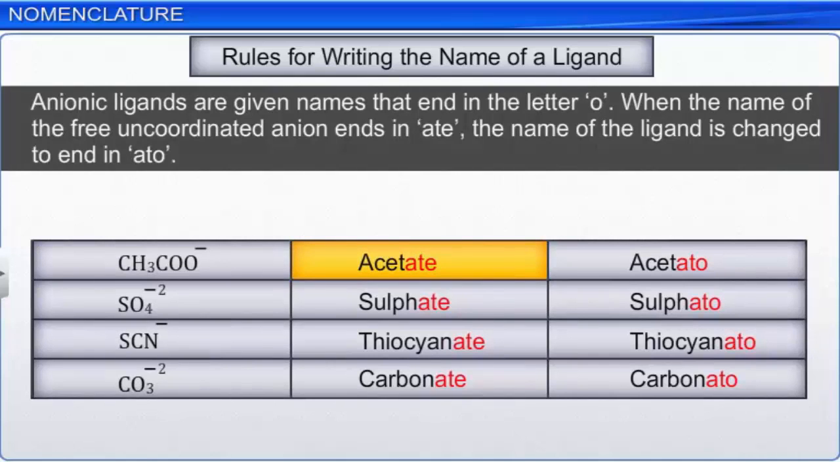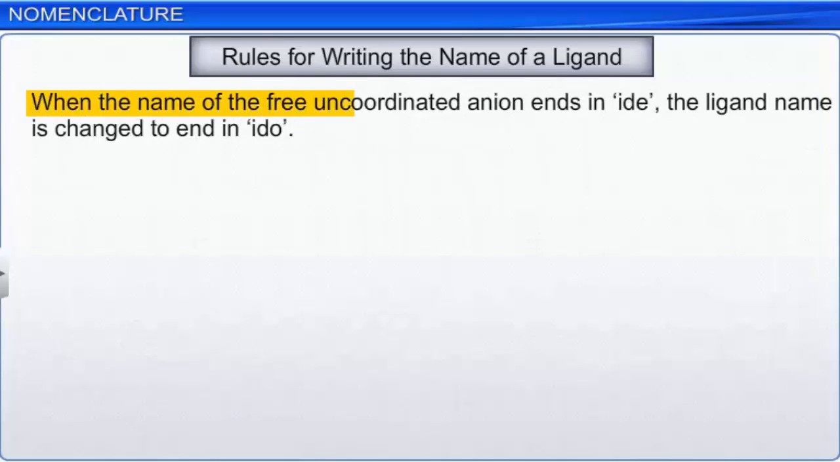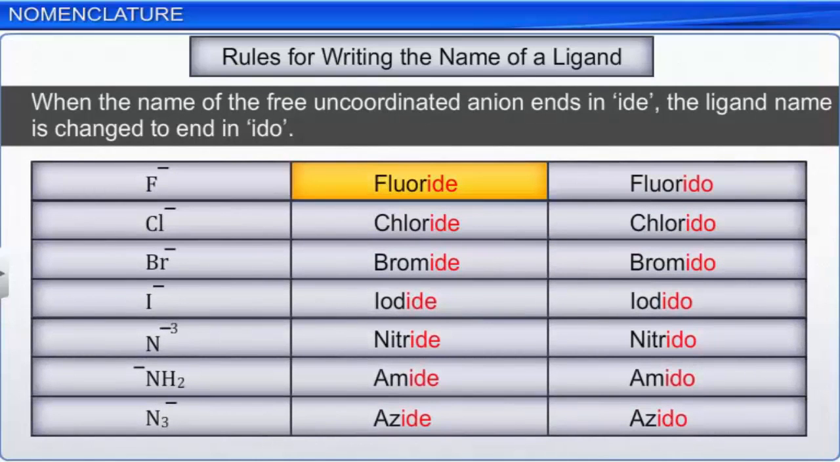When the name of the free uncoordinated anion ends in -ide, the ligand name is changed to end in -ido. For example, the anion fluoride is named fluorido, chloride as chlorido, bromide as bromido, and iodide as iodido. Similarly, nitride is named nitrido, amide as amido, and azide as azido.